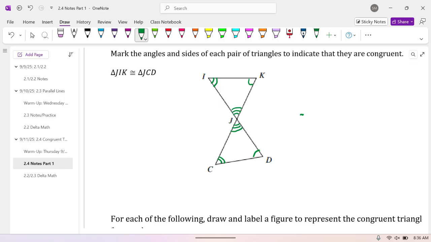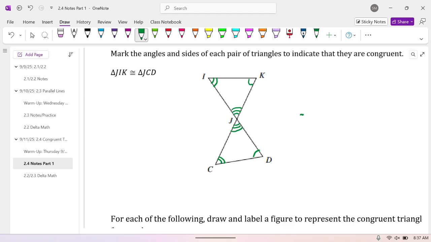So angle J. Notice how they have what relationship to each other? They're vertical. All right. So technically they are the same angle. But if we want to be specific, this would be angle IJK. This will be angle CJP. All right, we want to be specific with it.